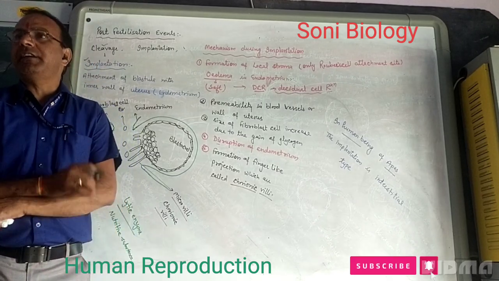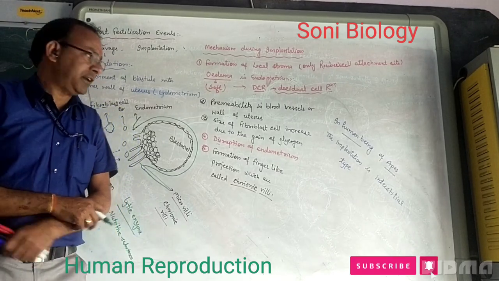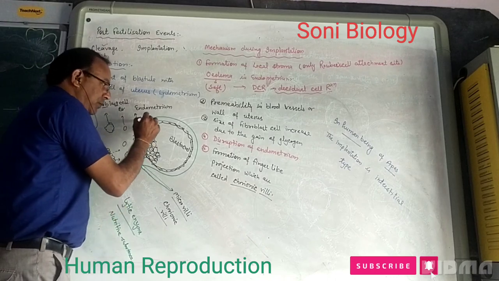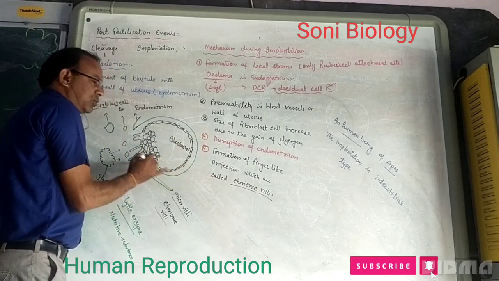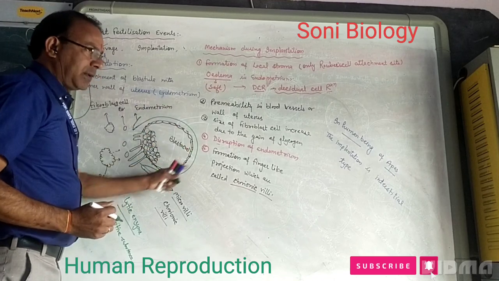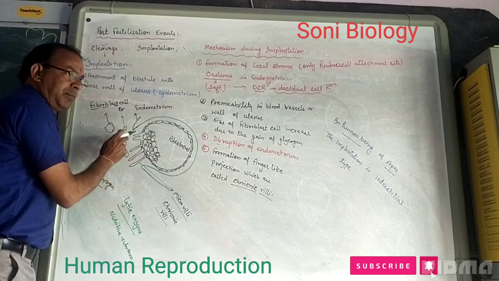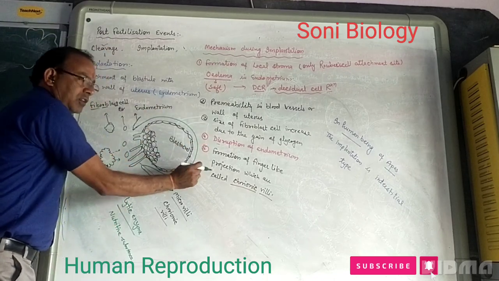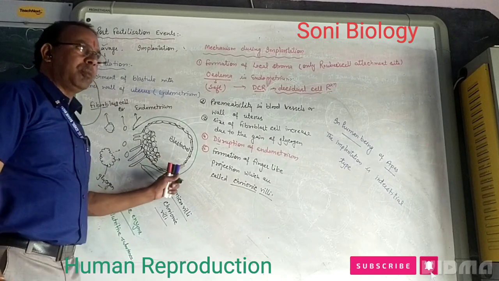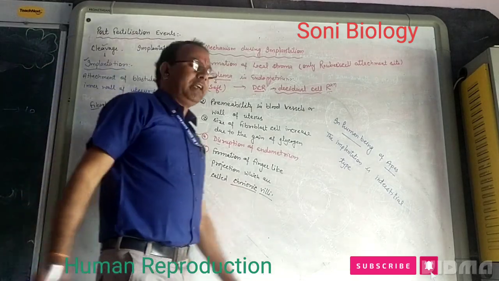What do you mean by interstitial type of implantation? The endometrium covers the whole blastula inside it. The site where the endometrium breaks down, they cover the blastula fully inside the endometrium. This is called interstitial implantation.